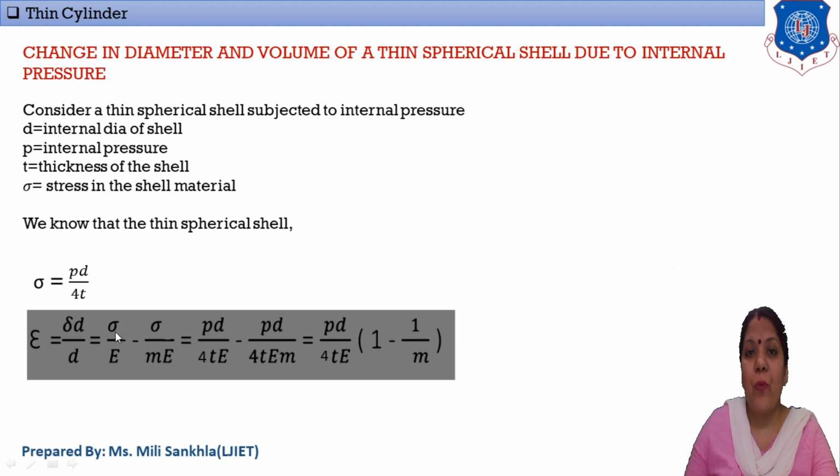Now put the value of this sigma, that is PD by 4t. PD by 4tE minus PD by 4tE, and this is m. Take the common term PD by 4tE from the first term and second term, and we get 1 minus 1 by m. Okay, this is the equation of strain for a spherical vessel.